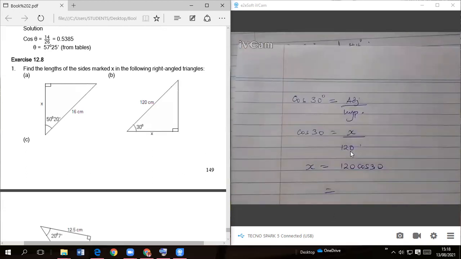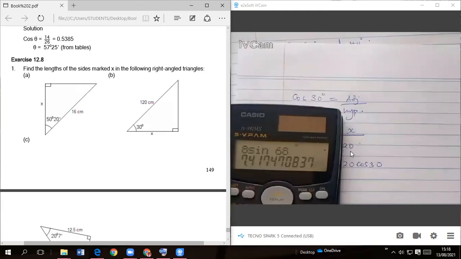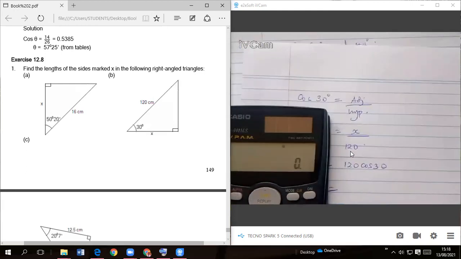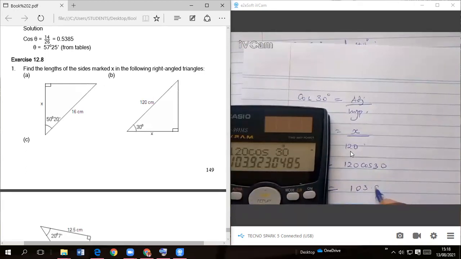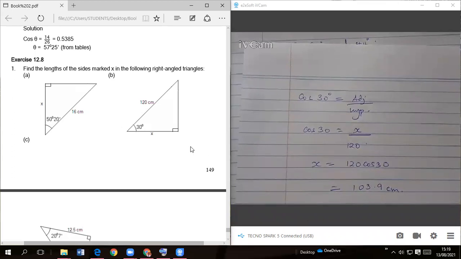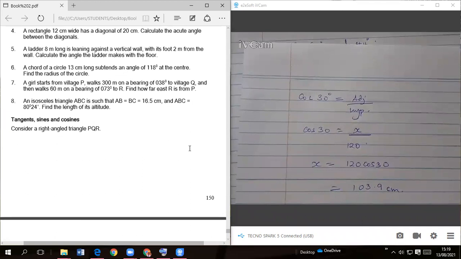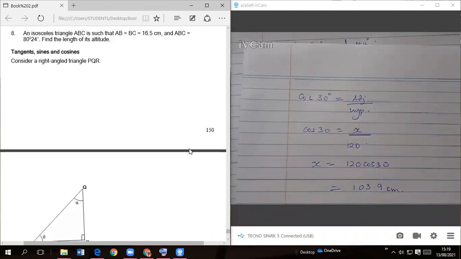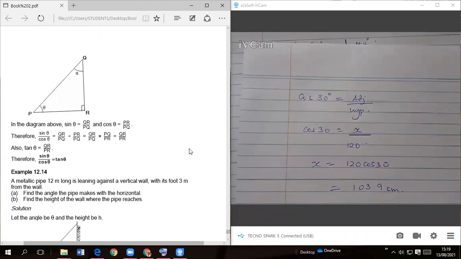And normally when you are doing very easy things, you get a bit bored, isn't it? You get 103.9. So this is as easy as eating chicken and rice. So that's cosine. Any question, members? This was revision to go through.